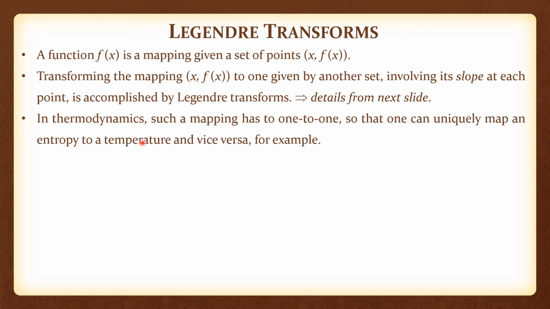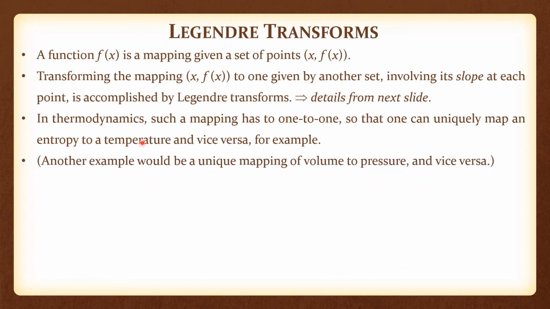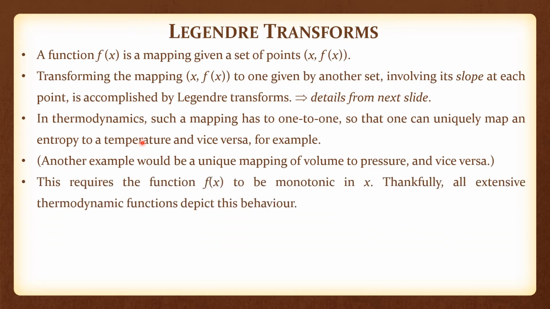Going from one mapping to another mapping has to be one-to-one, so that you can uniquely map entropy to temperature and vice versa, for example. Or it could be a unique mapping of volume to pressure and vice versa. So this requires the function f of x to be monotonic in x. We will explain what this means in just a moment.